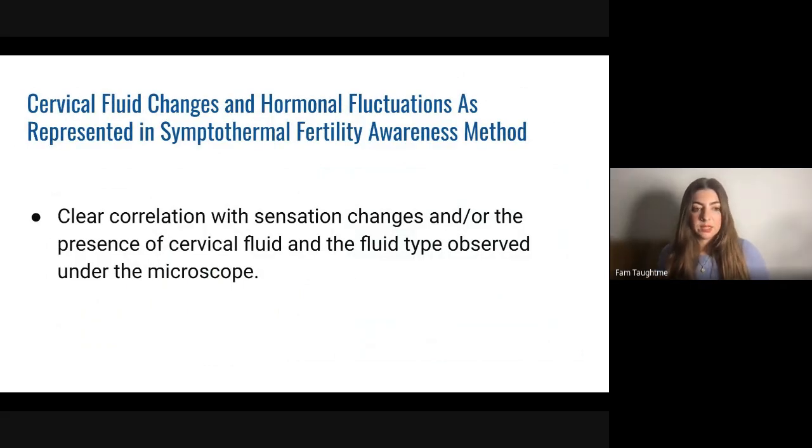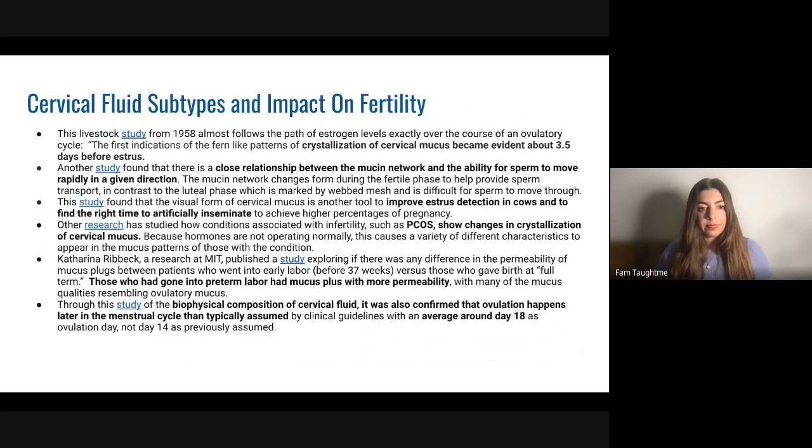So overall, there was a clear correlation here with the sensation changes and the presence of cervical fluid and the fluid type observed under the microscope. There's also some knowledge about the cervical fluid subtypes and their impact on fertility. So I gathered up more information about those studies. Basically, they correlate with some of the same findings that we're finding about the human studies. So there's a close relationship between the mucin network and the ability for sperm to move.